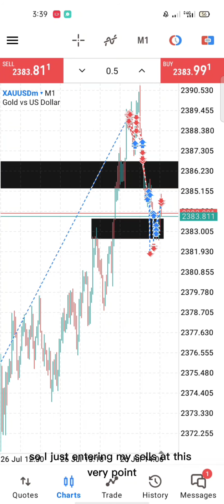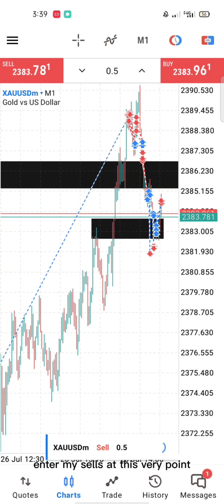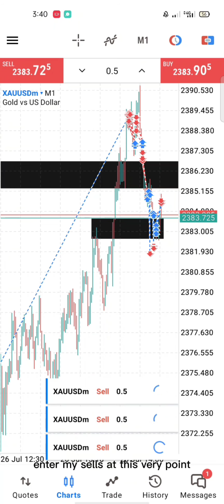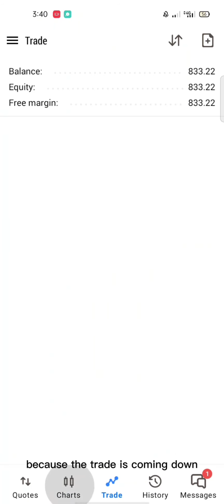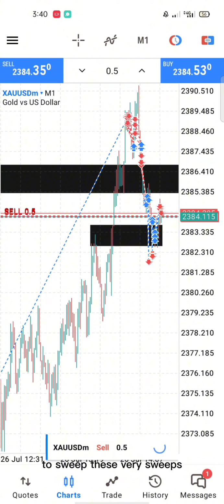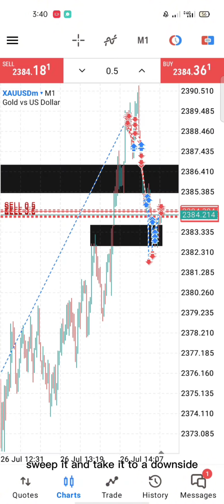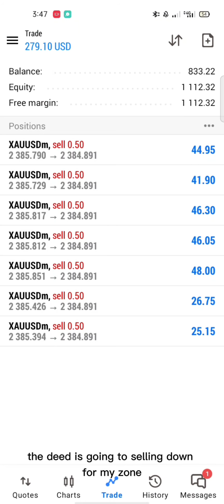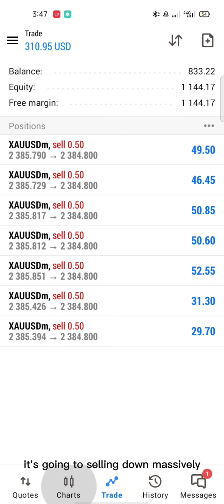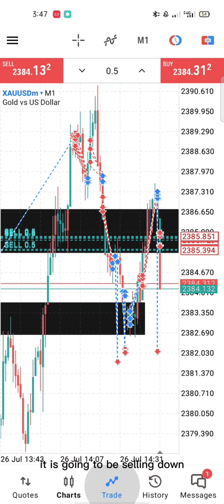So I'll just enter my sales at the very point. Enter my sales because the trade is coming down to sweep this very liquidity, sweep it and take it to a downside well. So guys, the trade is currently selling down from my zone. It's currently selling down massively.